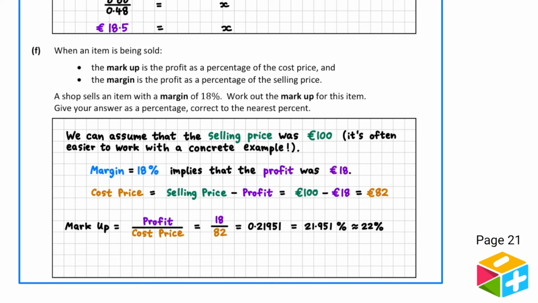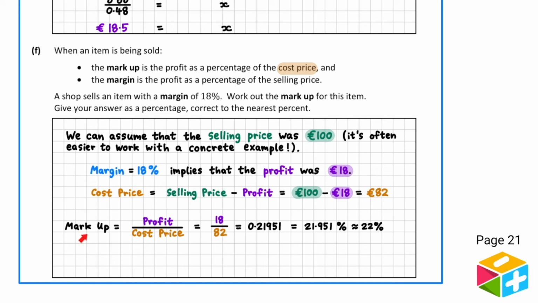The margin is the profit as a percentage of the selling price. If the selling price is 100 euro, then a margin of 18% simply corresponds to a profit of 18 euro. We need to find the markup, and this involves the cost price. This can be found by taking the selling price and subtracting the profit. This gives us 100 euro minus 18 euro, which is 82 euro.